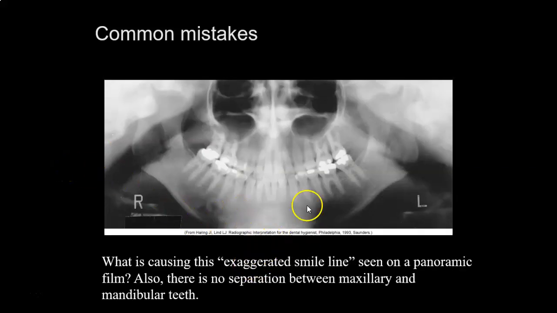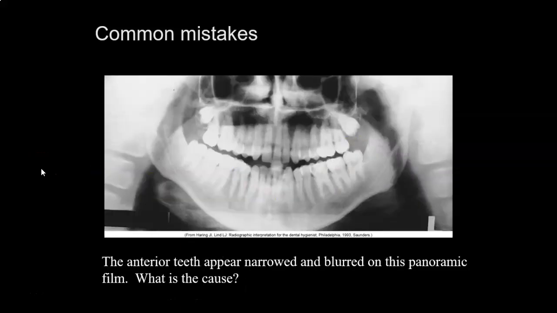What is causing this exaggerated smile line seen on a panoramic film? Also, there is no separation between the maxillary and the mandibular teeth. So this is almost like a vertical angulation error seen on a Pano. What's happening? Is the chin tipping up or tipping down? The chin is tipping down, so it's giving that creepy jack-o'-lantern smile.